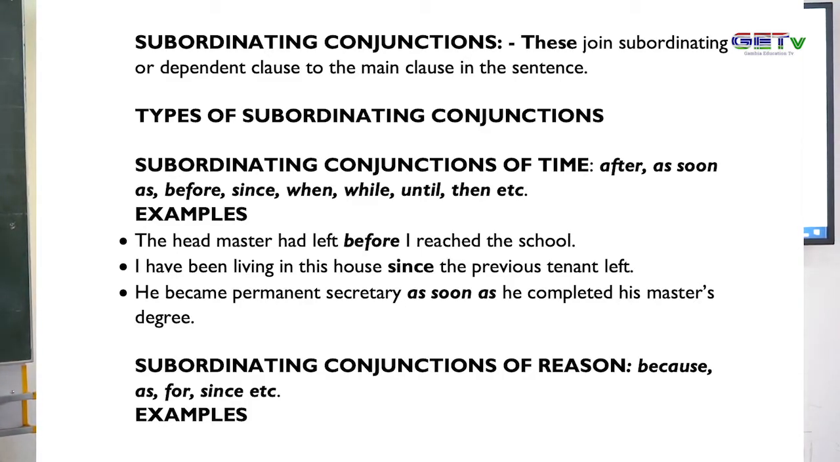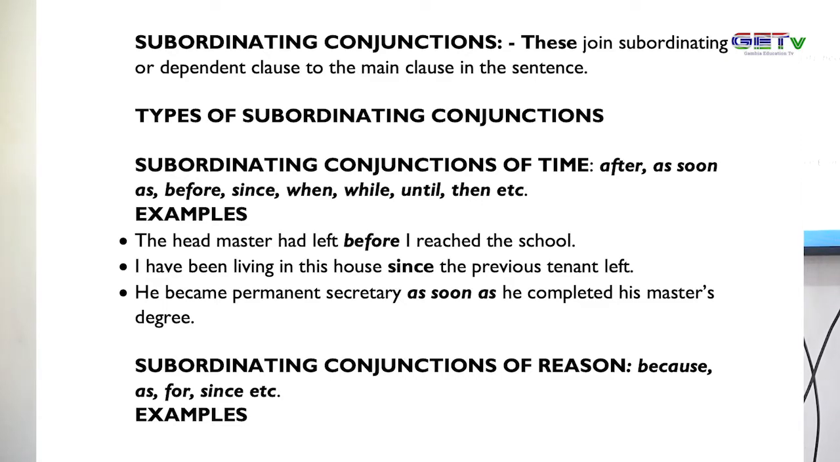And let's go to it. So we're going to start looking at subordinating conjunctions of time. Examples we have after, as soon as, before, since, when, while, until, then, etc. Now we have examples here. It says the headmaster had left before I reached the school. When you look at this, before is acting as a conjunction, connecting the two.